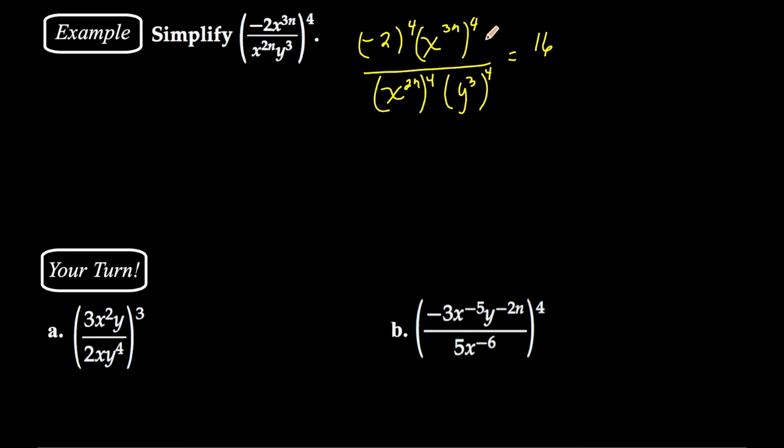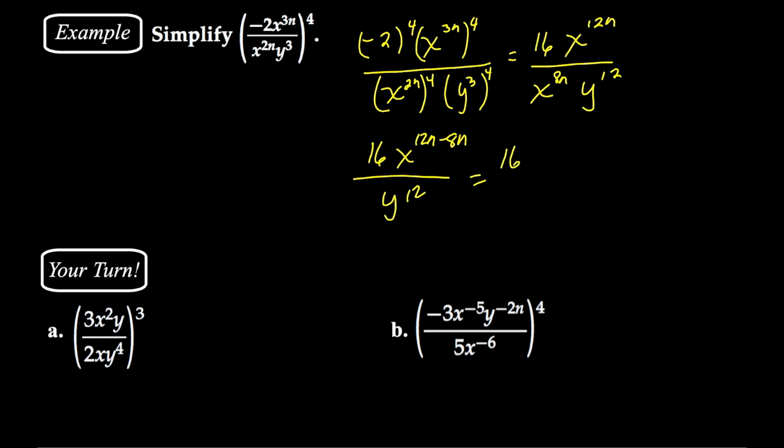In the numerator, I'm going to get x to the, we're going to multiply these, x to the 12n. In the denominator, I'm going to get x to the, looks like 8n, and then y to the 12. And we have one more thing we need to do. These x terms, we can subtract those exponents. So we're going to have 16 x to the 12n minus 8n. I'll just write that one out for this time. 12n minus 8n all over y to the 12.